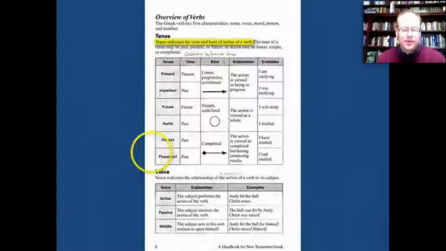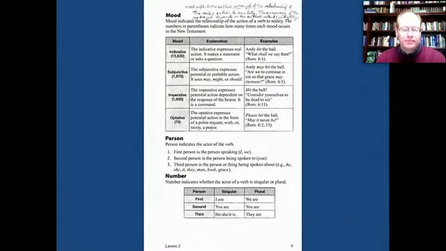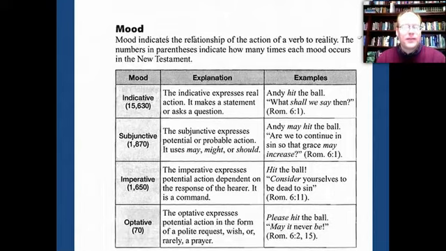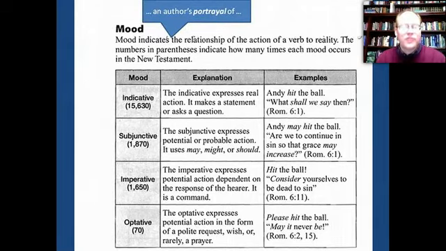All right, moving on to page 9, we have the third characteristic of verbs, and that is mood. Mood indicates the relationship of the action of a verb to reality. That's what the textbook says. I want to insert right in between "indicates" and the word "the" an author's portrayal of, so that this reads, mood indicates an author's portrayal of the relationship of the action of a verb to reality.